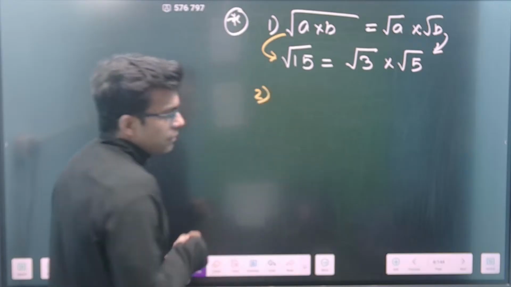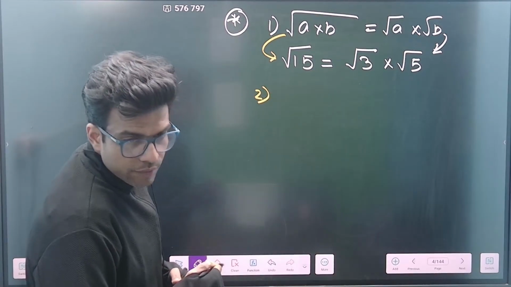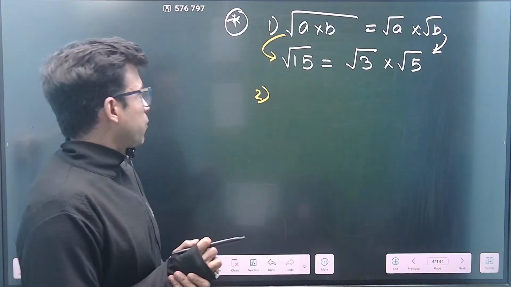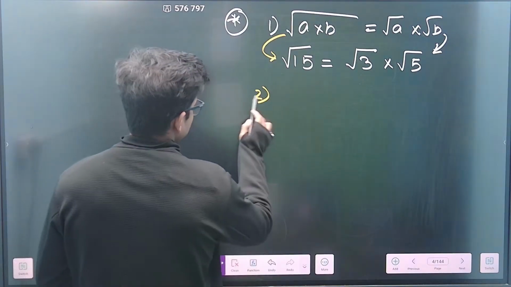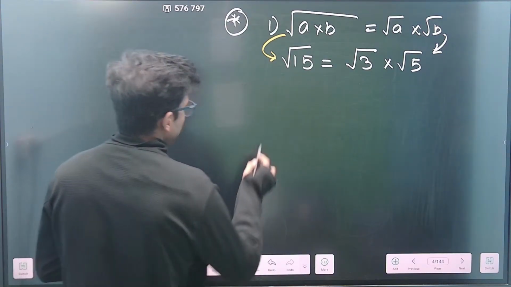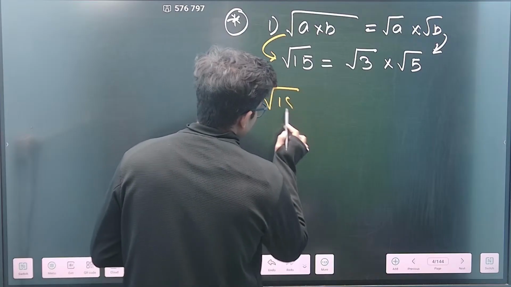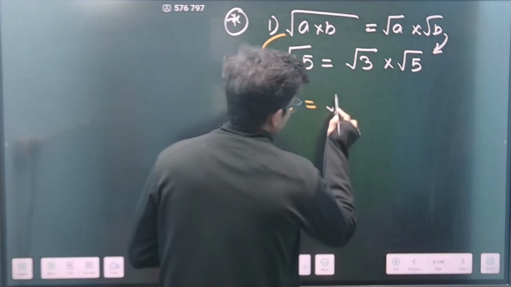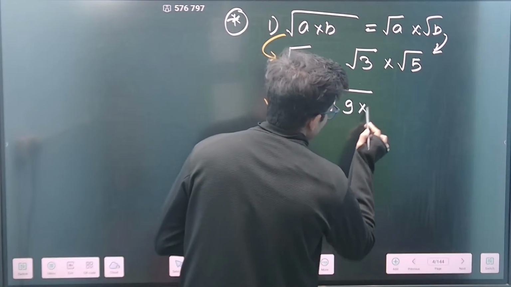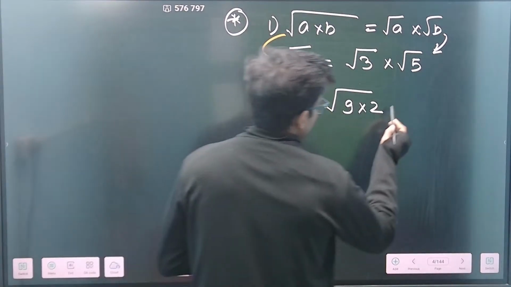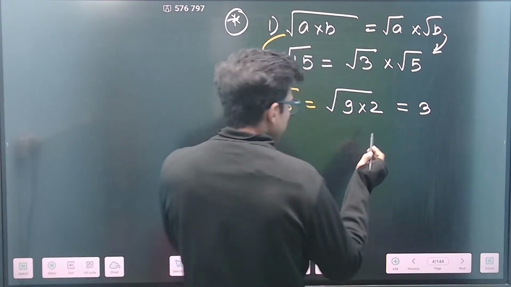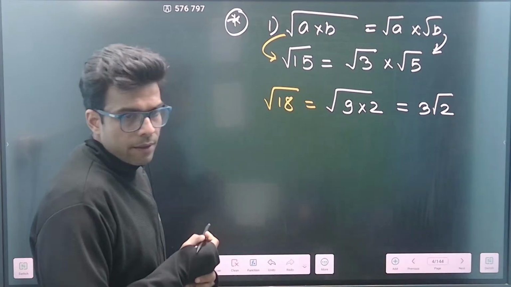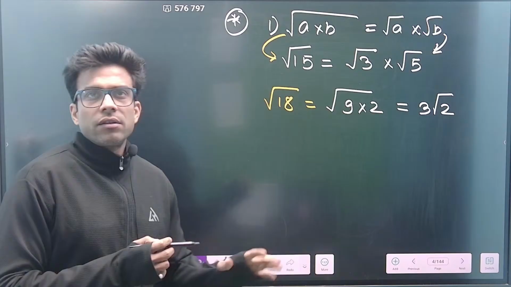Now I hope my voice is audible to all of you. Now if I write the second type, suppose I take another example. If I write root 18, you can write root 18 as root of 9 into 2. But root 9 means 9 comes out as 3. So this will be 3 root 2. I think you guys are getting this.